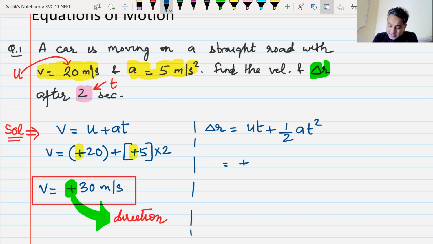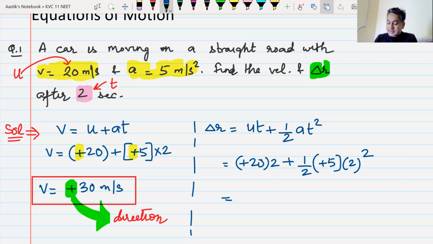U is plus 20 into t plus, oh, I also know the value of t. So let me write it, plus 20 multiplied by 2 plus half acceleration, which is plus 5, into t, which is 2 square. So I will get my answer. Can anyone tell me what is the answer I'm getting?